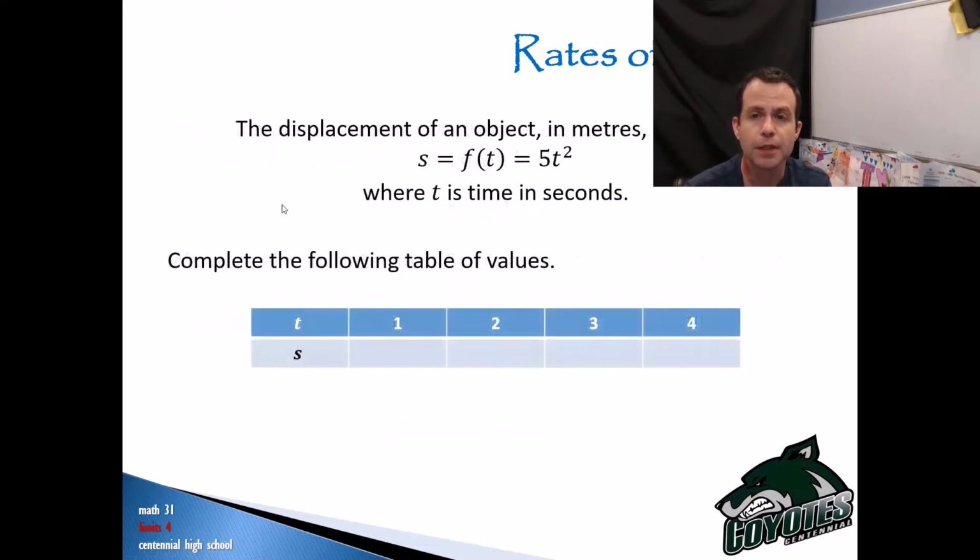All right, so the displacement of an object, new question, okay? The displacement of an object in meters is given by S, which is f of t equals 5t squared, where t is time in seconds, okay? So the displacement is f of t or S, and t is time in seconds. Complete the following table. Well, pause me and fill this in right quick. You're just plugging in 1, plugging in 2, plugging in 3 for t. You should have gotten 5, 20, 45, and 80.